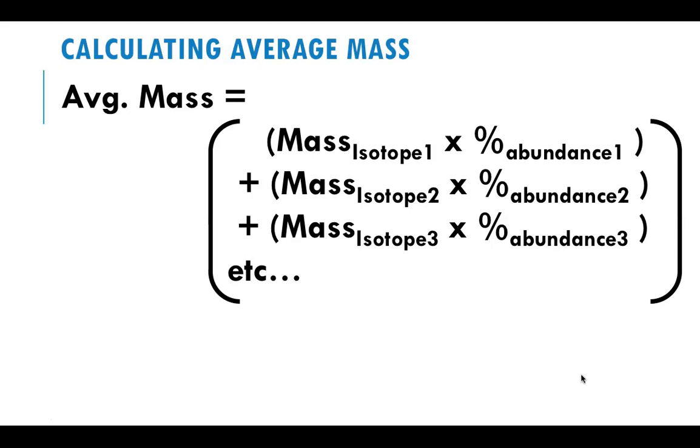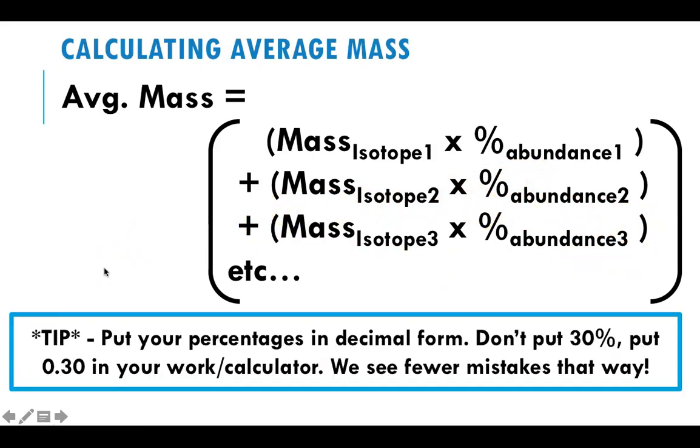It basically takes into account every isotope that we know of multiplied by the abundance. So the mass of the first one times the abundance, mass of the second one times its abundance, mass of the third one times its abundance, and so forth. A big tip, though, is make sure you put your percentages into decimal form.